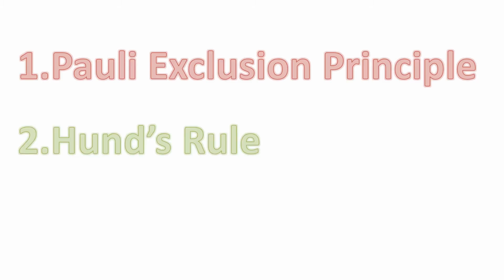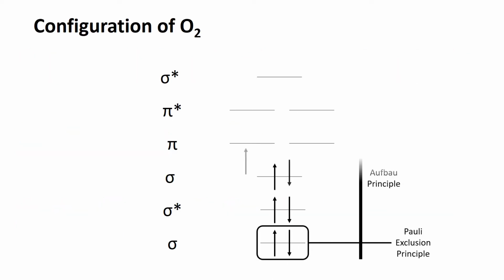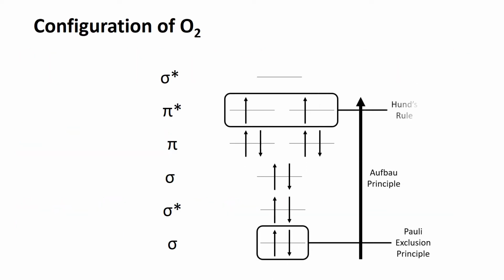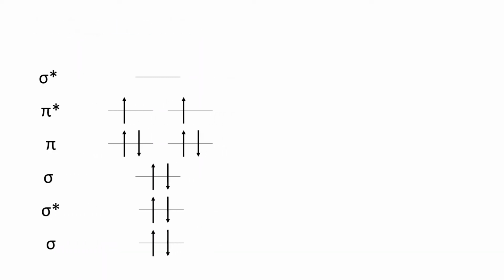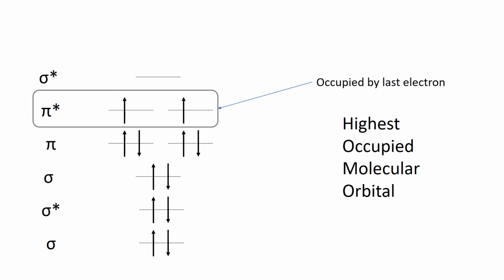As mentioned previously, electrons fill up orbitals based on three rules of electron configuration: Pauli exclusion principle, Hund's rule, and Aufbau principle. Electrons follow all these rules to obtain a configuration that uses the least energy possible. The orbital occupied by the last electron thus has the highest energy level and is also known as the highest occupied molecular orbital, or HOMO.